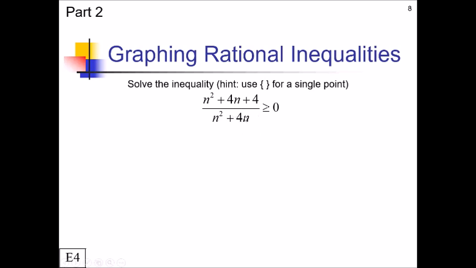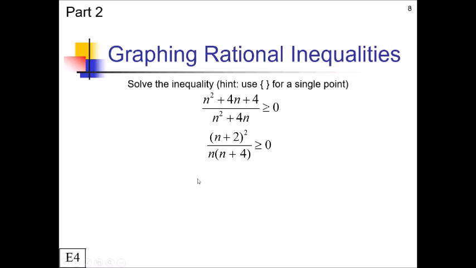So let's go ahead and factor everything. That's the easiest way to figure out what zeros things out. In the numerator, I need 2 numbers that multiply to 4 and add up to 4. That would be positive 2 and positive 2. So I can write n plus 2 squared if I want. And then down here, I can actually take out a common factor of n, leaving me with an n plus 4. Now I'm going to write out my critical values.